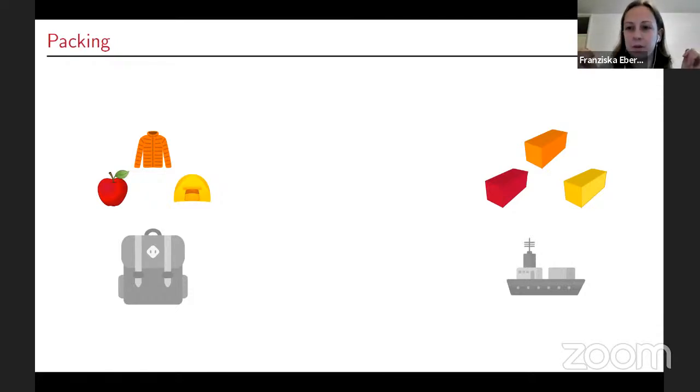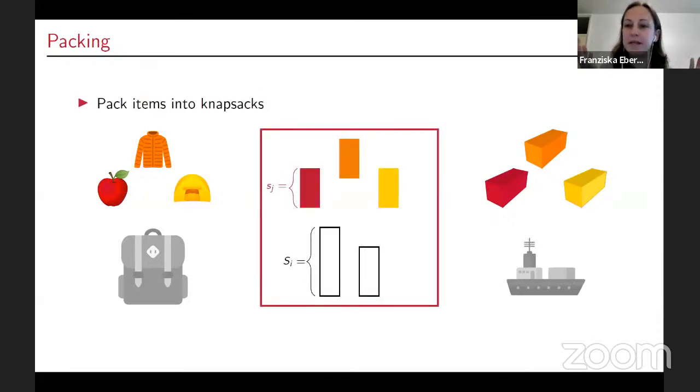So what do these two problems have in common and how could we formalize them? I already mentioned before, in general, we say we have some items and we would like to pack these items into knapsacks. For me, items will always be the filled-in rectangles, and we are only interested in one dimension. So this means the height of the filled-in rectangle now corresponds to the size of the item. And the same for knapsacks. For me, knapsacks are again the empty rectangles now, and again, the height of such an empty rectangle corresponds to the capacity of the knapsack.